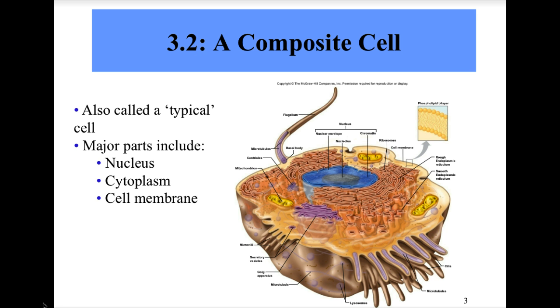So when you look at a composite cell, also called a typical cell, the major parts include the nucleus, cytoplasm, and the cell membrane. So a typical animal cell, as illustrated here on the slide, has those three parts: the cell membrane or plasma membrane, which is that outer boundary of the cell. And then on the inside, you have the cytoplasm.